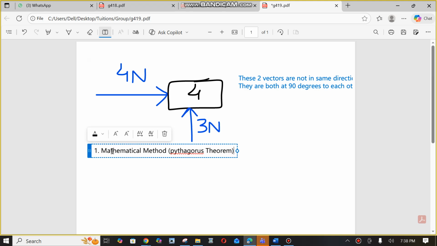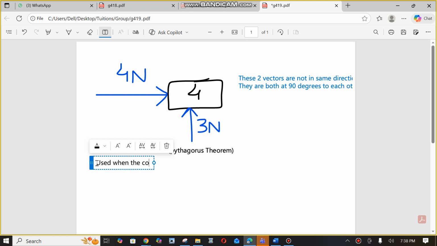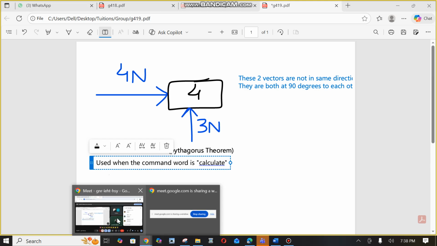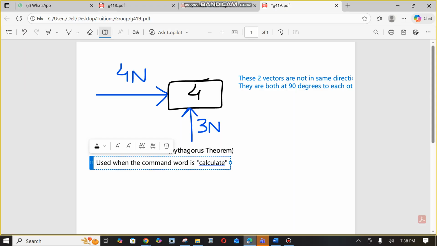Now, if Cambridge uses the command word calculate, you will always use the Pythagoras theorem. When the command word is calculate, we will always be using the Pythagoras theorem. The other command word can be sketch. Then we will use the graphical method, which is the tip to tail rule, the second one which I will explain. But if the mathematical method has to be used, the command word will be calculate.